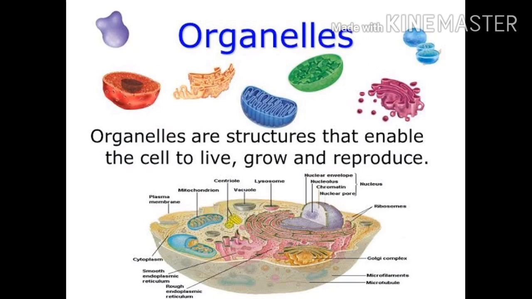Now let us understand what is an organelle. Organelles are structures that enable the cell to live, grow and reproduce. That means without these organelles, the cell cannot perform any functions. So here we will first see the organelles that are found in both plant and animal cells equally, and then we will find out the organelles that are found individually in only plant or animal cells.